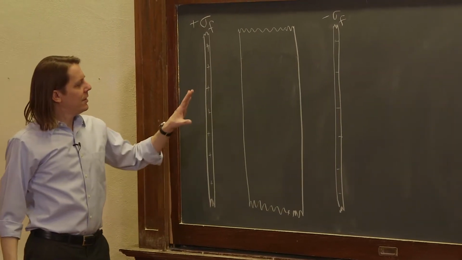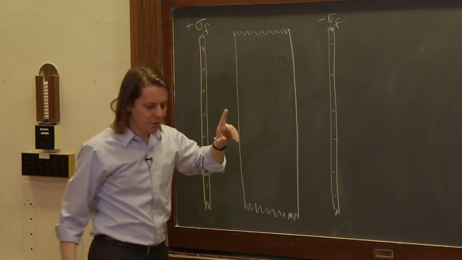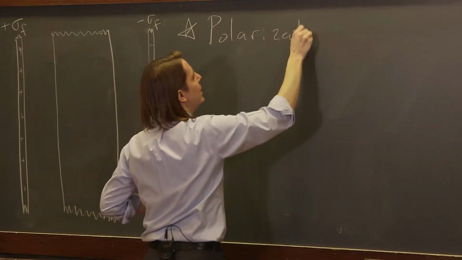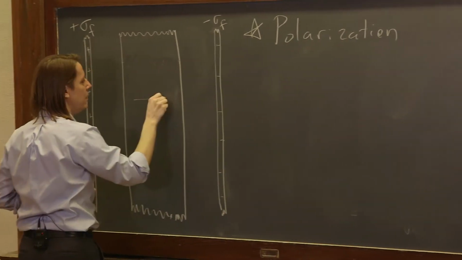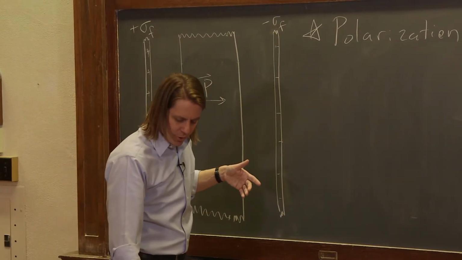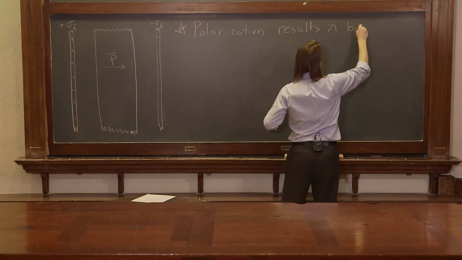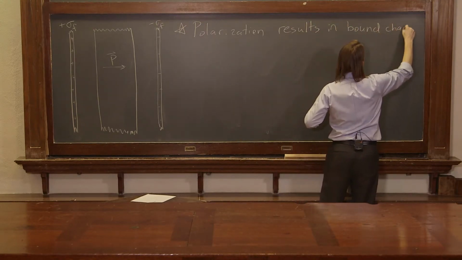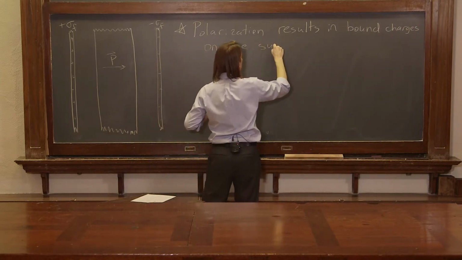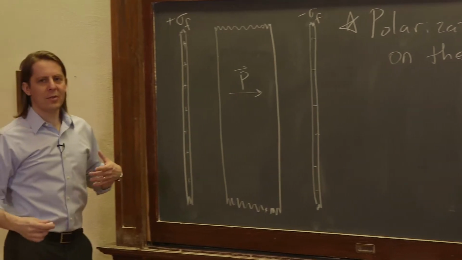But what happens is when you bring a dielectric into the field created by the free charge, it creates something called bound charge. Okay, so the polarization, remember we created a polarization field inside this dielectric because of the electric field. The polarization results in bound charges on the surface. Okay. It sort of makes sense physically if you think about it.